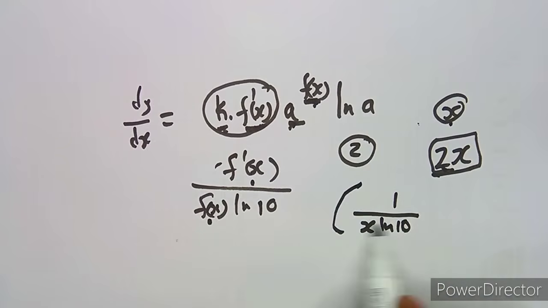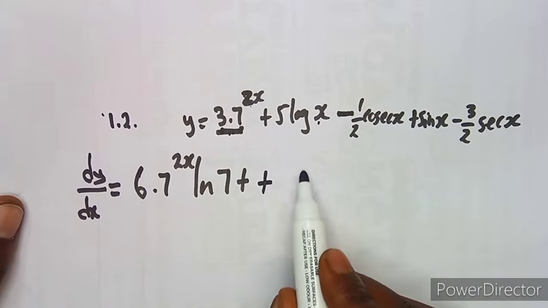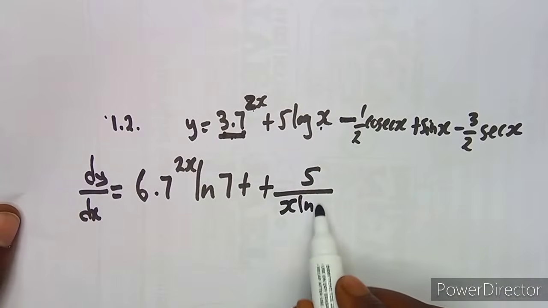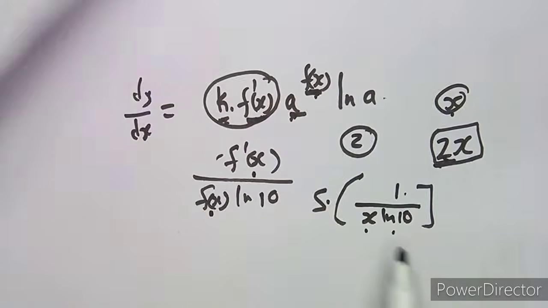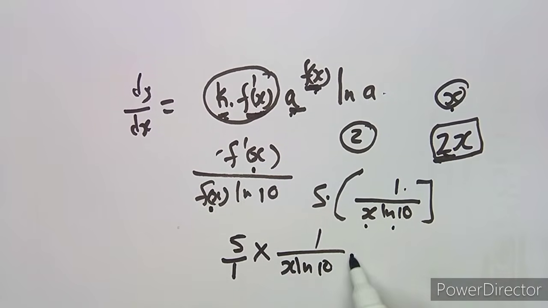But take note, there is a number which is outside, 5, which must multiply this. So it's going to be 5 times 1, which is 5. So you're going to have plus 5 over x ln 10. So this is what you're going to have. Take note, guys, how you multiply a whole number to a fraction, same as 5 over 1 times 1 over. That's how you multiply a whole number to a fraction.